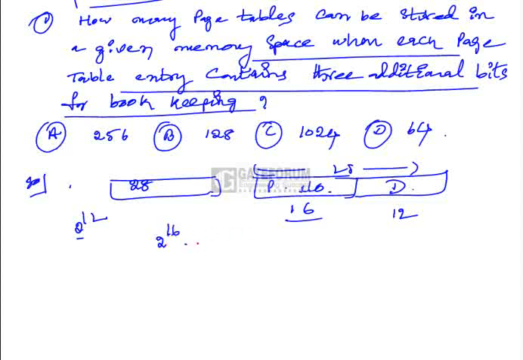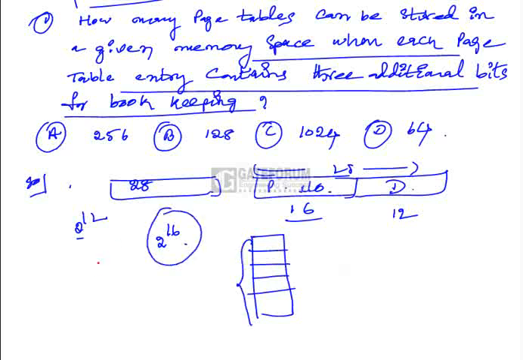When you have 2 power 16 pages, for every page we have an entry in the page table. So the number of entries in the page table is 2 power 16. What is the size of each entry? Normally 3 bits for bookkeeping plus the frame number we have to store. What is the physical memory size? That is 32 megabytes, and 32 megabytes means 2 power 25.